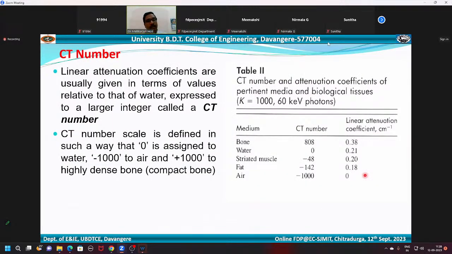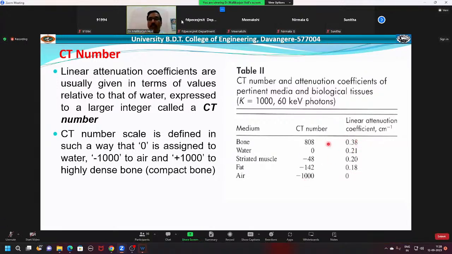Okay. So another important concept in the CT is called the CT number. If you look at this table, this is the linear attenuation coefficient: bone is 0.38, water is 0.21, muscle, striated or skeletal muscle, 0.20, fat, and air is 0. So there is a very narrow difference in terms of linear attenuation coefficient. Using this linear attenuation coefficient for imaging, you may not be able to get a very good contrast. So that's why we express this linear attenuation coefficient as an equivalent number, which is called the CT number.